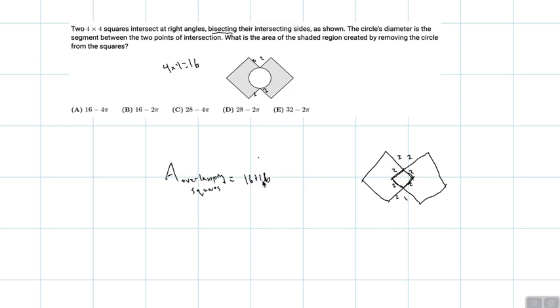If we were just to add 16 plus 16, we would have double counted the area of this square that's formed when these two squares overlap. So we need to subtract the area of this square, which is just 2 times 2, which is 4. So 16 plus 16 is 32, minus 4 is 28. That is the area of the overlapping squares if we weren't concerned about this circle, but we do have this circle. So eventually, the area of the shaded region is just the area of the overlapping squares minus the area of the circle. So now we'll do the work to find the area of the circle.